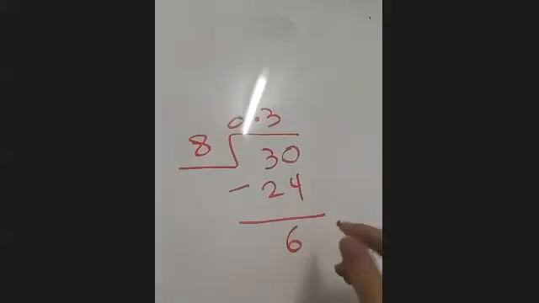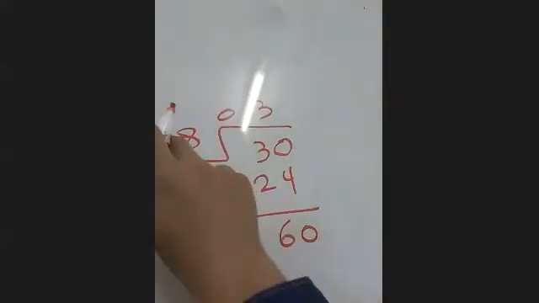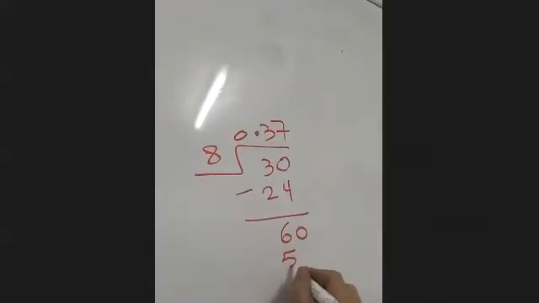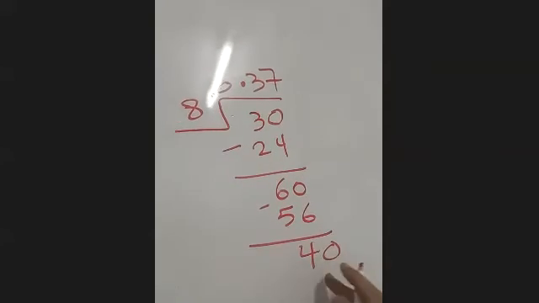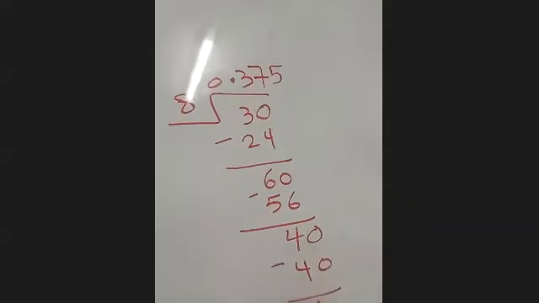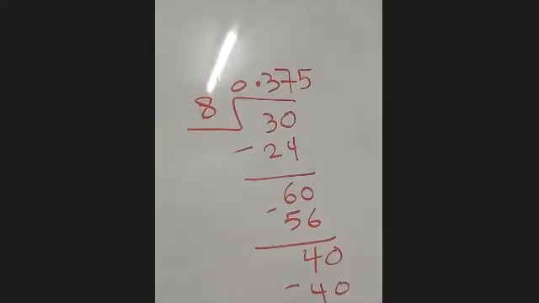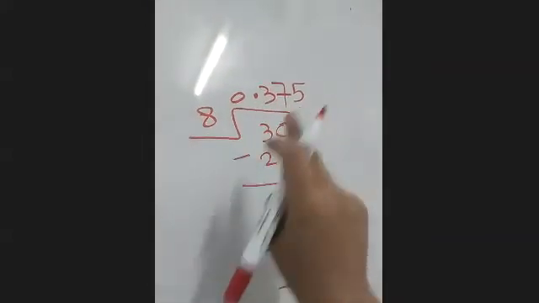30 minus 24 is 6. Now we have put a decimal, right? We add 0. Yes. 60 divided by 8. 7, 56. 7 times 8 is 56. Subtract, 4. We can add another 0. We add 0. 40 divided by 8, 5 exactly. 5 times 8 is 40. Subtract. The answer is 0. Now, 3 over 8 is 0.375.